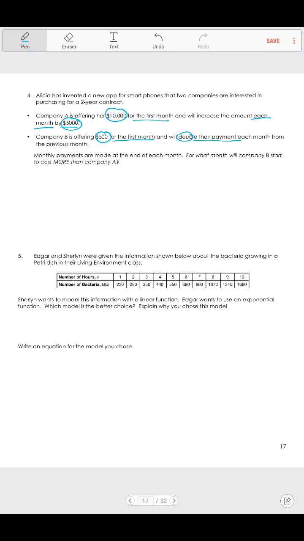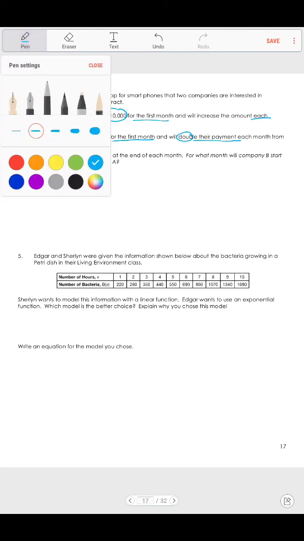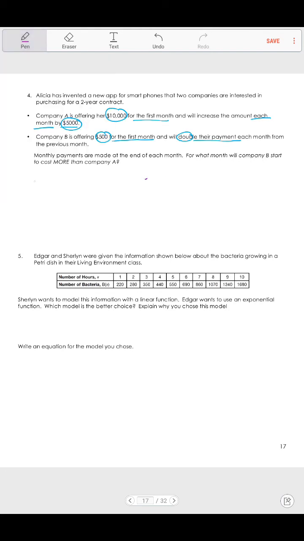So we need to create some sort of table or some sort of information or equation. The first one represents a linear function, Company A. So at the first month, she's making $10,000, and it's going to increase by $5,000. Oh, I definitely messed that up.